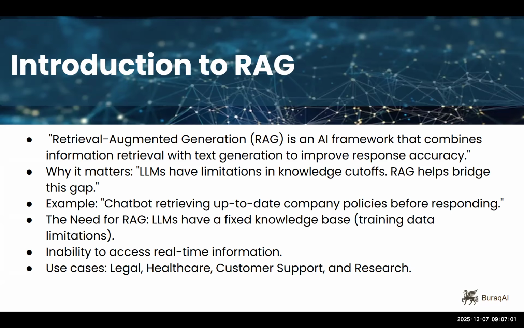LLMs have limitations in knowledge cutoff. RAG helps bridge this gap. For example, a chatbot retrieving up-to-date company policies before responding. It does not have access to real-time information. That is fine. But the current company policies, or whatever the customer needs from the company information, that is solved using the RAG architecture.